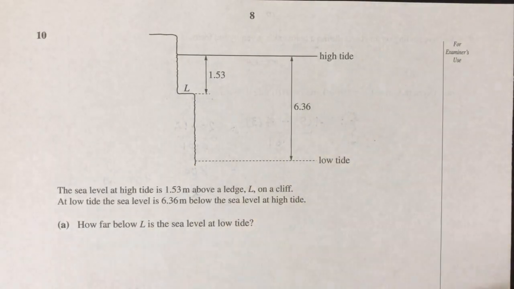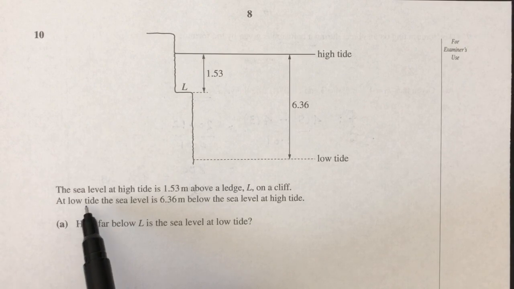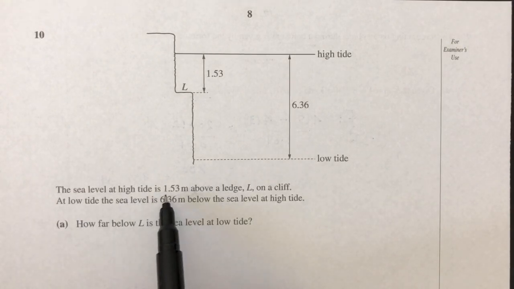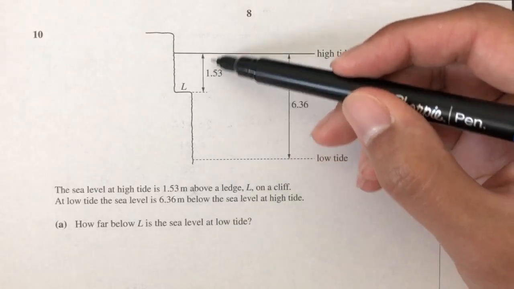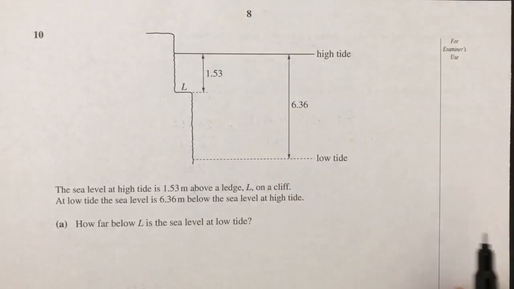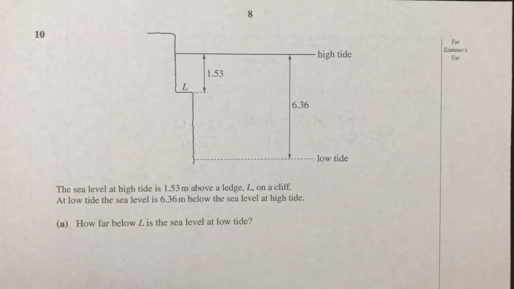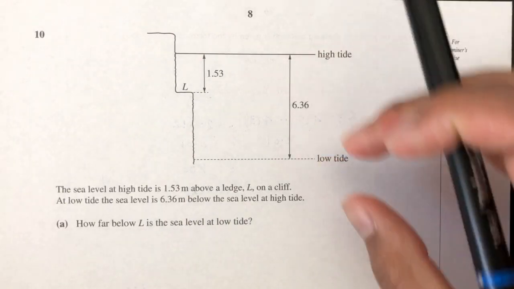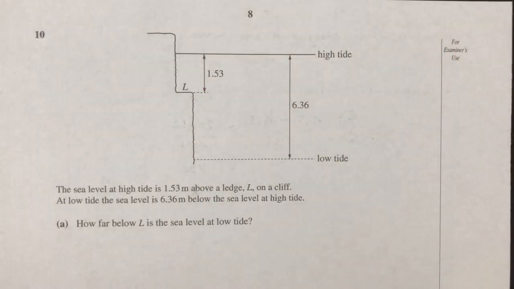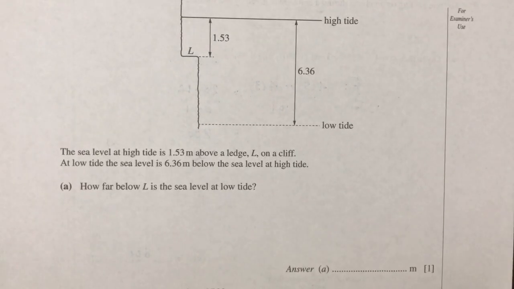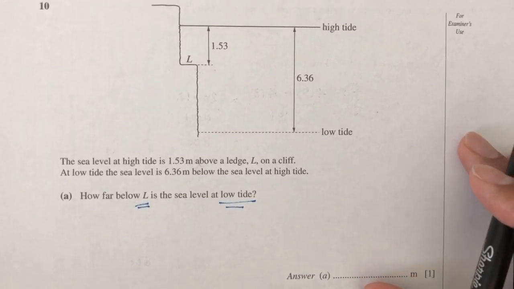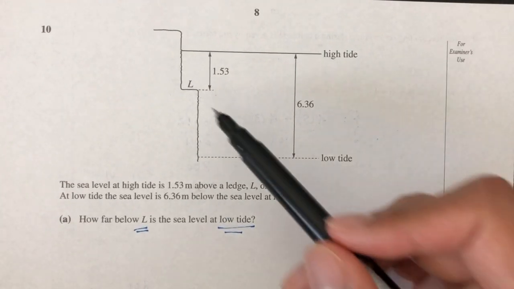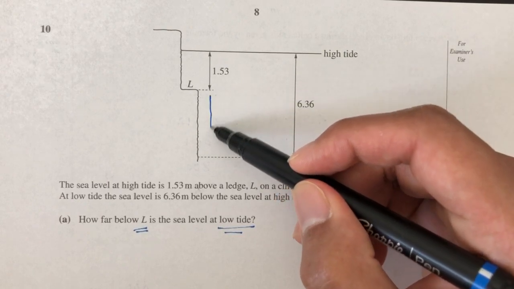Okay, now let's move on with number 10. So here we have the sea level at high tide is 1.53 meters above ledge L. At high tide, this is above L. Now at low tide, the sea level is 6.36 below sea level at high tide. So these two pieces of information are given to us. Question part A, how far below L is the sea at low tide? So basically we have to find this distance.